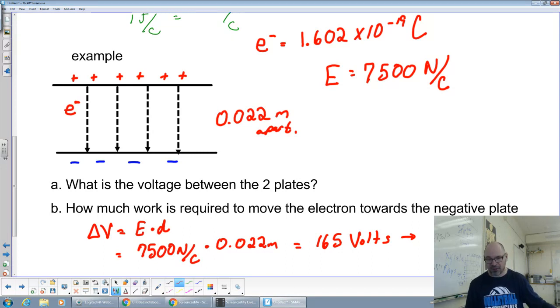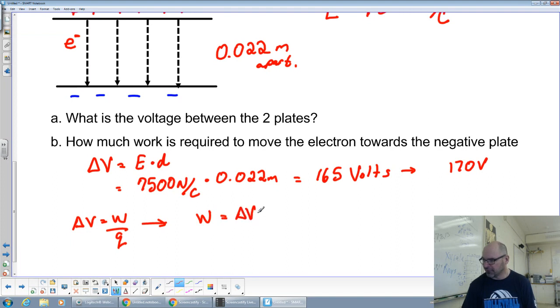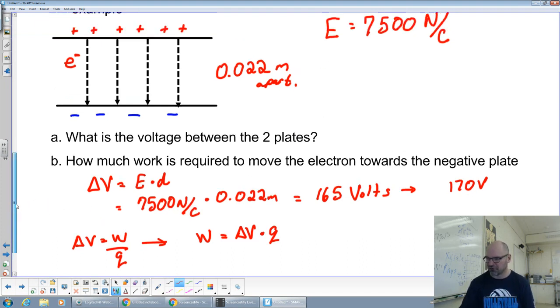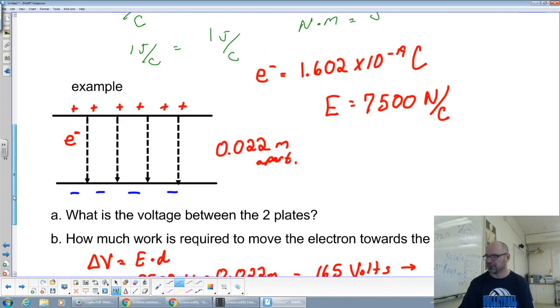Then the question is how much work is required to move the electron towards a negative plate from here to there. Work, if you remember, change in V equals W over Q. That was our first one that we looked at. If we want work, that's going to be change in V times Q. And Q is the size of the electron, which I gave you as the elementary charge of an electron. A lot of times they use electrons or protons for their charges in these questions.